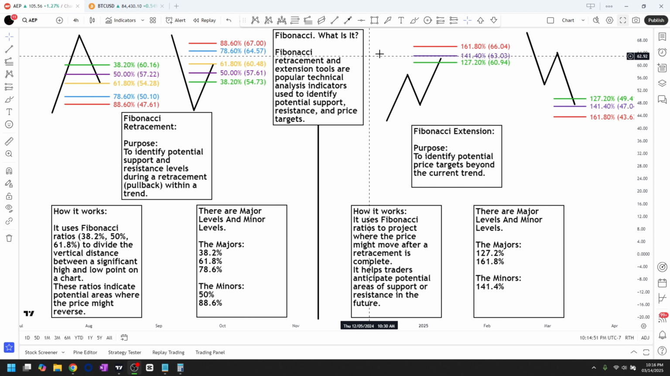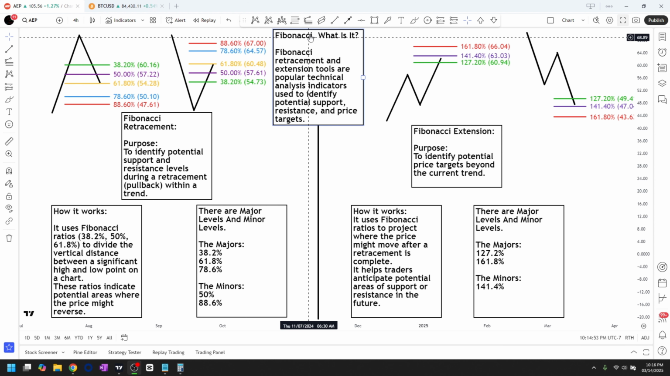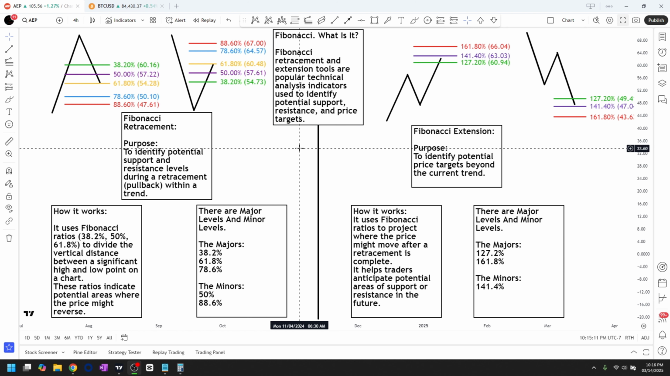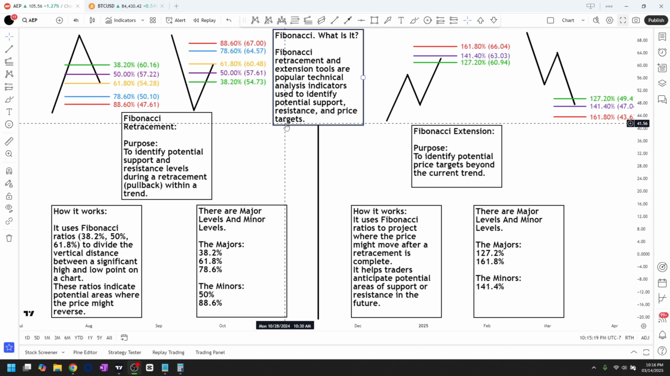So Fibonacci, what is Fibonacci? We're talking about the tools that you'll see on any charting platform. Fibonacci retracement and extension tools are popular technical analysis indicators. It's an indicator used to identify potential support, resistance, and price targets. So that's what you're going to be using it for. And if you need assistance with that, you can refer to any of my videos when I start talking about targets, and you'll see me use the Fibonacci retracement for targets, as you see here.